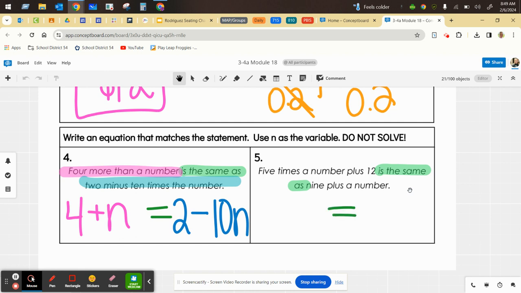Okay, hopefully you had a chance to try it. So let's go through the last one. 5 times a number plus 12. So 5 times a number, 5n plus 12. And then the last piece we have here, 9 plus a number.